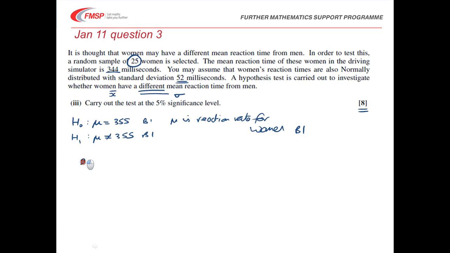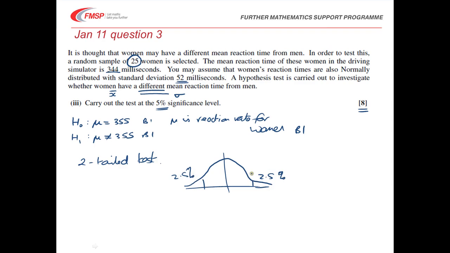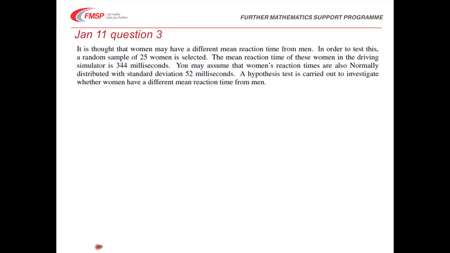Things we need to realize: this is a two-tailed test, so your significance level is going to be split. If I just draw a picture of this, it's going to be split half and half. We're going to have 2.5% at the bottom and 2.5% at the top. In other words, to work out this value here, we're going to be using phi inverse of 0.975, and of course the other will just be the negative of that. That's going to allow us to find something called critical values to do this question.